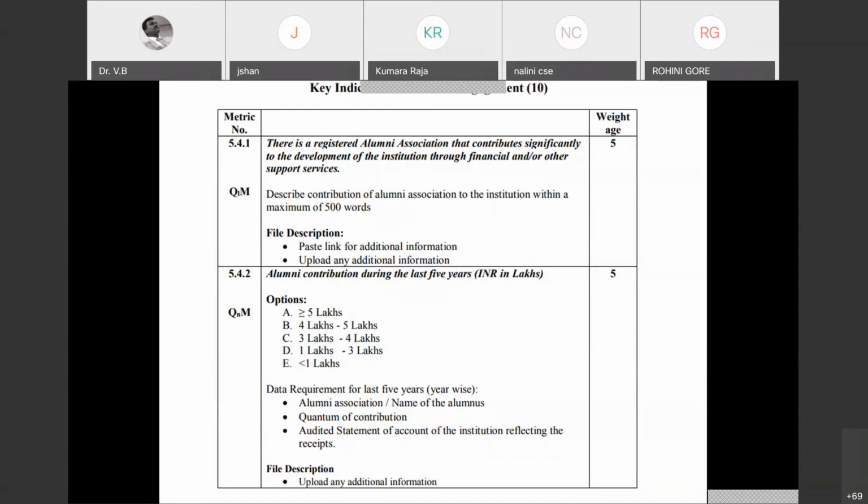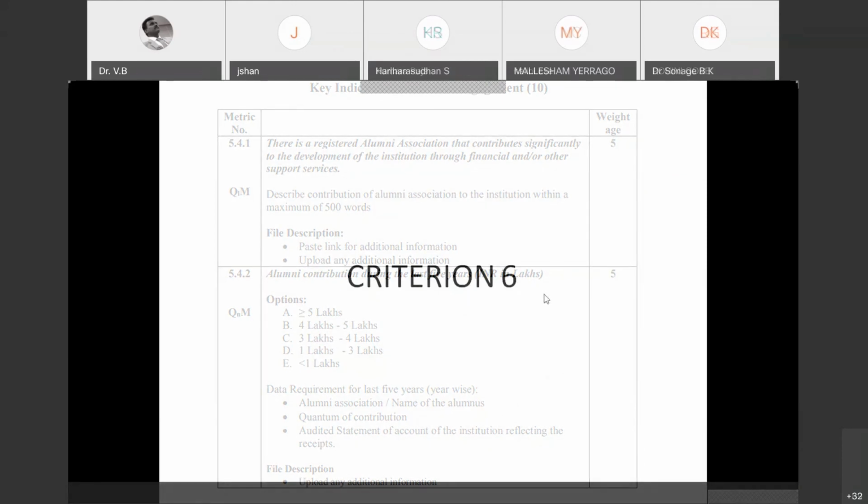or whether a batch, say for example, the 95 passed out batch or 96 passed out batch, has contributed in the form of money, or in the form of infrastructure, equipment, computers, or research equipment, or they would have even built a separate block. Like that, if any activity has taken place, please mention that activity, and also please ensure that for this amount, whichever you are saying has come from the alumni, you show the source of fund indicating the alumni name, if it is an individual contribution, from where it has come, or if it is a collective contribution, this has to be reflected in your audit statement.